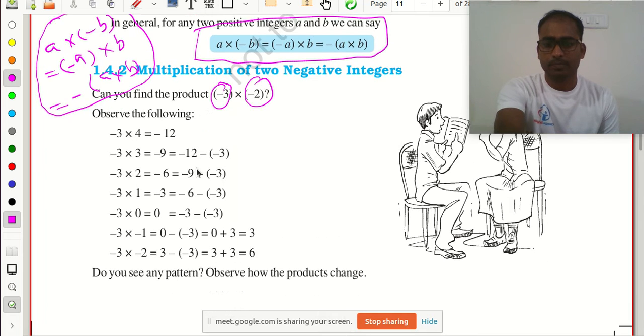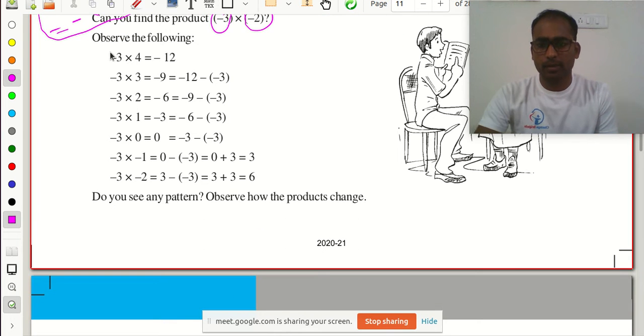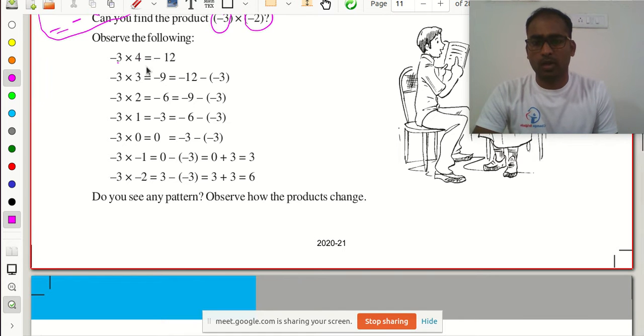Okay. So we know already here minus 3 multiplied with 4. How much am I getting here? Minus 12. How am I getting minus 12? Minus 4, minus 4, minus 4. Yes, that is why minus 12. Next, this one, how am I getting this one? Minus 3, minus 3, minus 3. So minus 9 I am getting here.